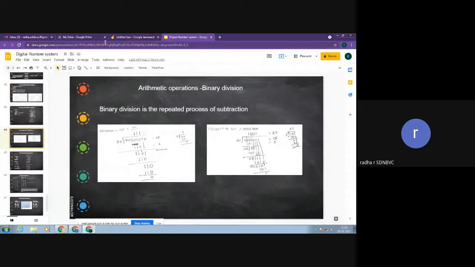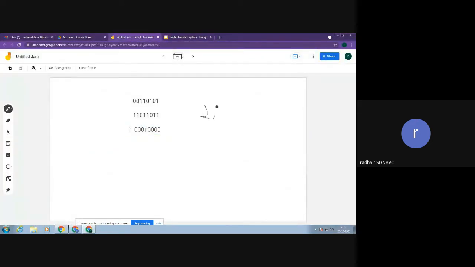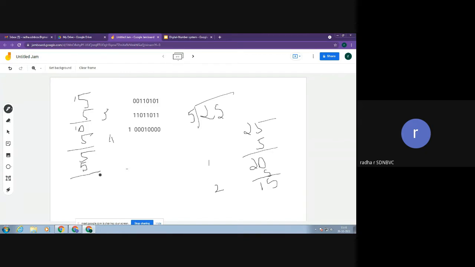I'll tell you, see here. Now, if this is the problem given, what you will be doing? 25, then subtract 5, so you get 20. One time you have done a subtraction, then again 5, it is giving you 15. So two times you have done the subtraction. Now 15 minus 5, it is 10. So you have done 3 times, then 5. So you have done 4 times, and then again you are doing subtraction, you get 0. So 5 times. So this is the answer.